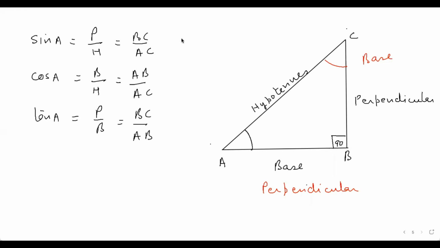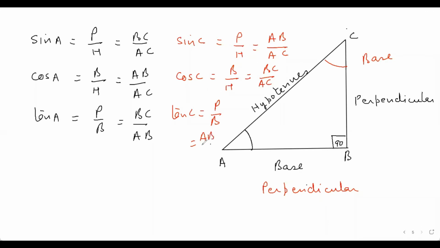Now if I talk about sin C, then P by H. What P is here? P is AB, so it is AB by AC. If I say cos C, what is cos C? B by H. What B is here? B is BC, so it is BC by AC. And what is tan C here? Tan C is P by B, AB by BC.